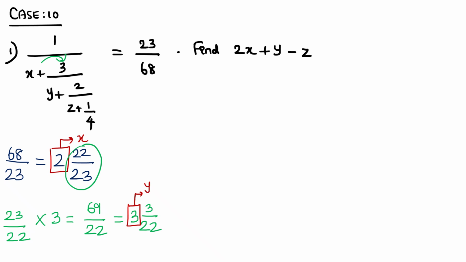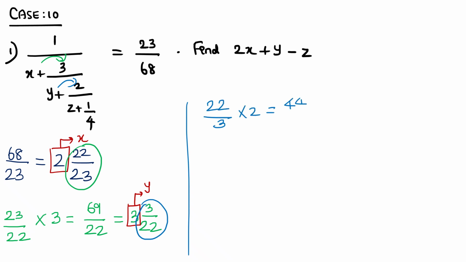Straight away to the y, you have here 2. So you have to reciprocal this number, that is 3 upon 22, reciprocal it, and you're going to multiply with 2. You will do that step over here. So 22 by 3 into 2, you're going to get here 44 by 3.